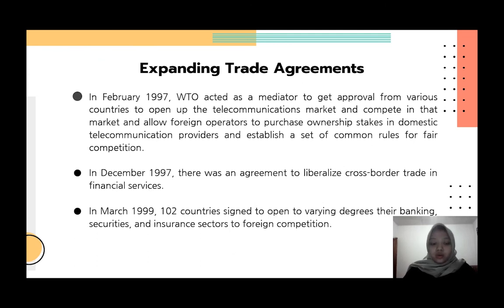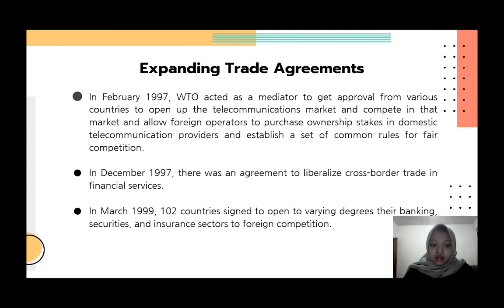So, the World Trade Organization was given the role of brokering future agreements to open up global trade in services. In February 1997, the World Trade Organization acted as a mediator to get approval from various countries to open up telecommunication markets to competition, allow foreign operators to purchase ownership stakes in domestic telecommunication providers, and establish a set of common rules for fair competition. Many telecommunication companies responded positively to the deal because it would give them a much greater ability to offer their business customers one-stop shopping, a global, seamless service for all their corporate needs, and a single bill.